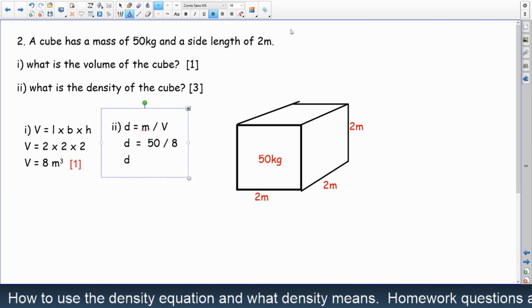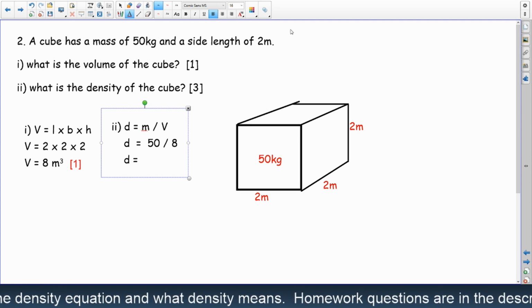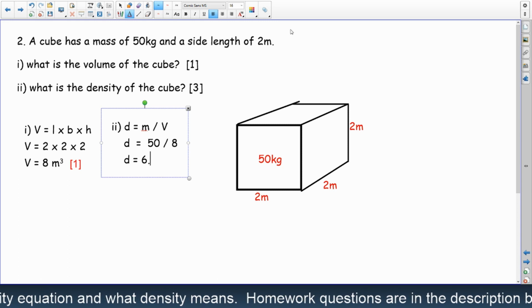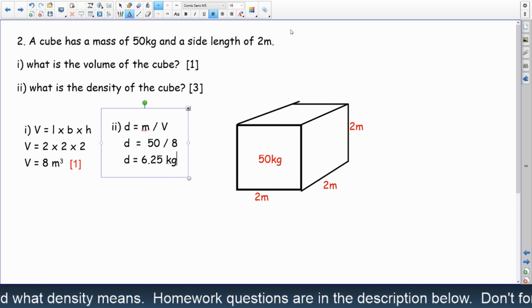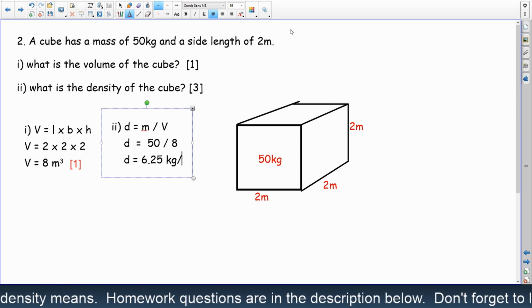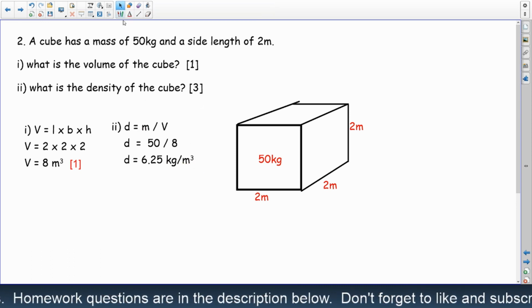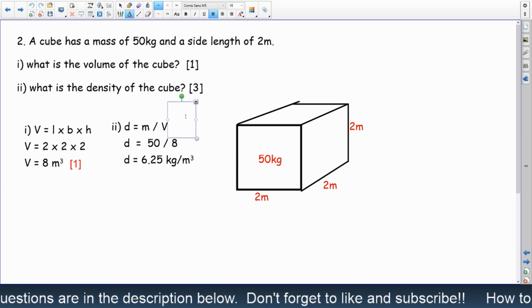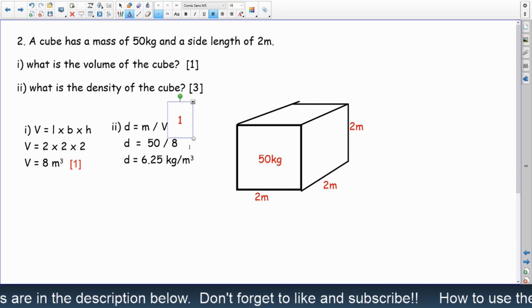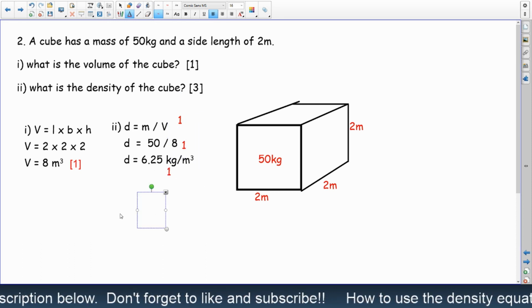So that gives me my density equals, once again, grabbing our calculator, we do 50 divided by 8, which gives me 6.25. Our unit for mass is kilograms divided by my unit for the volume, which was meters cubed. That's absolutely fine, and therefore we've got our answer. And we've got 3 marks for that part, which gives me, we're going to get 1 mark here, 1 mark here, and 1 mark here, giving me a total of 3.